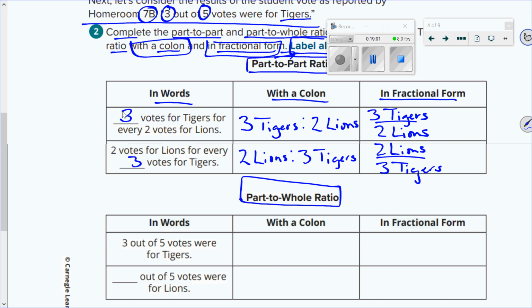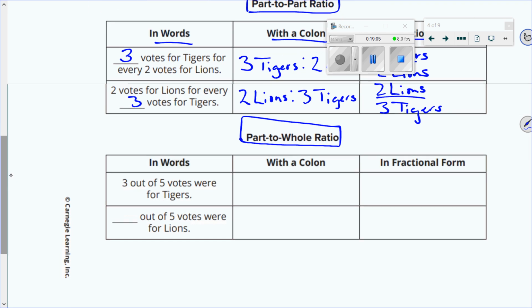Now I'm looking at everybody that was done. So they gave us the first, which is exactly what they said. 3 out of 5 votes were for the Tigers. To put it with a colon, it means we had 3 votes for the Tigers to 5 total. Or as a fraction, 3 Tigers to 5 total.